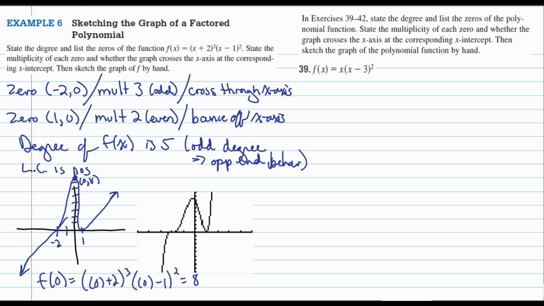So, first things first. I have a 0 at 0, 0. When x is 0, the whole thing is 0. That 0 has a multiplicity of 1. The exponent here is 1, so that only occurs once, which is odd. 1 is odd, which means this will cross through.